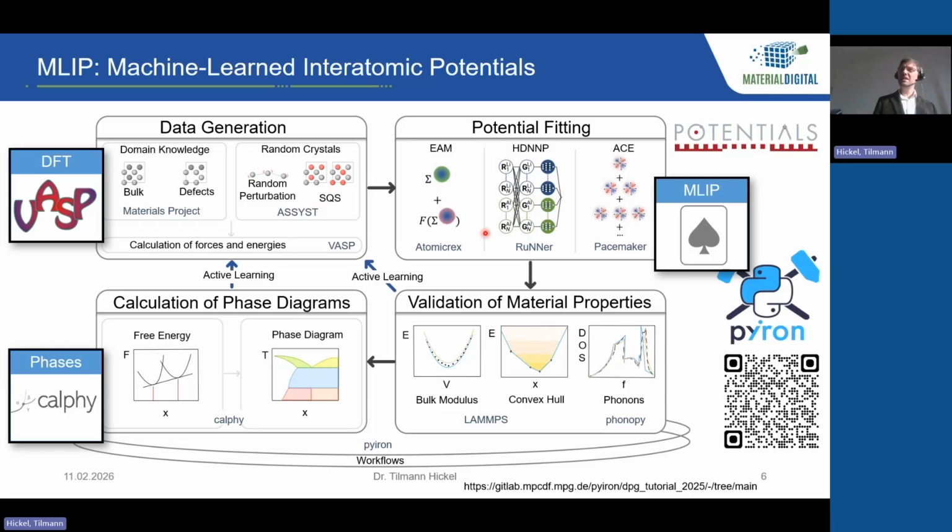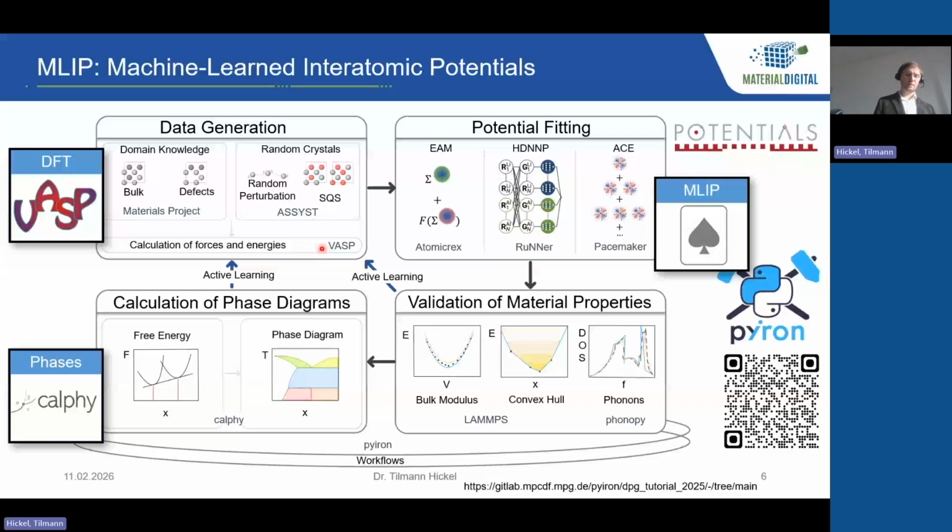Then we need these machine learning models for describing the interaction of atoms. And again, there are a few abbreviations here which just stand for different concepts of machine learning models. For instance, ACE stands for atomic cluster expansion. Okay, then we have a machine learning model. Then we need to validate it. We calculate certain properties like bulk modulus or the convex hull or the phonon spectrum, and use this validation to make an active learning in order to improve our data set, to come to better potentials. And once we are satisfied, then we can use it to calculate phase diagrams.